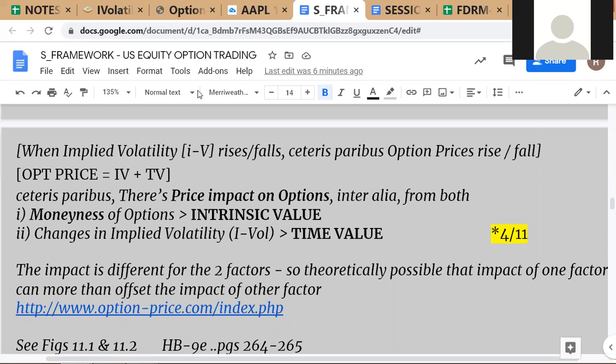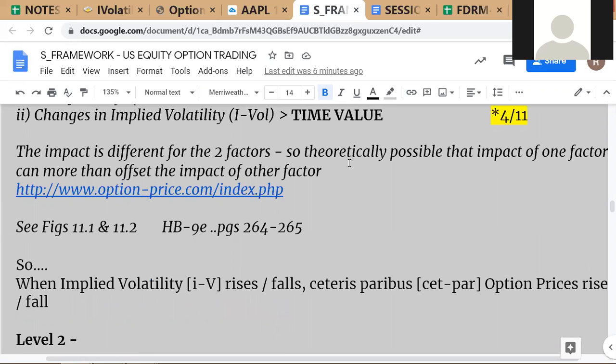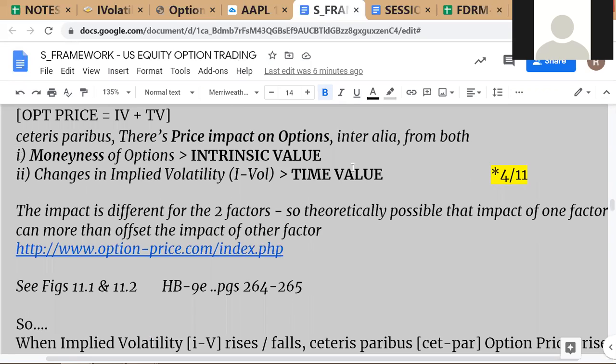Okay. So we are expanding on the discussion that we had in the previous session, and it's very useful to think of option prices as consisting of these two. And what we are saying here is that the impact is different for the two factors. So what might happen is that the impact of one factor can more than offset the impact of the other factor, which is what I explained. I'll explain what I mean by this.